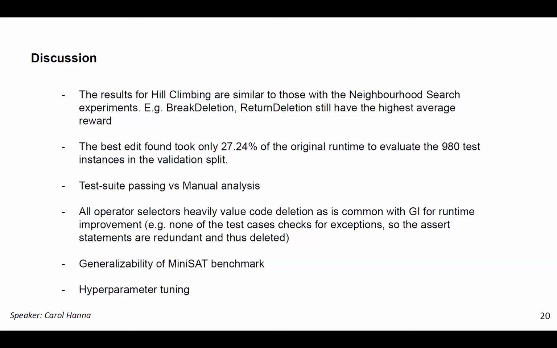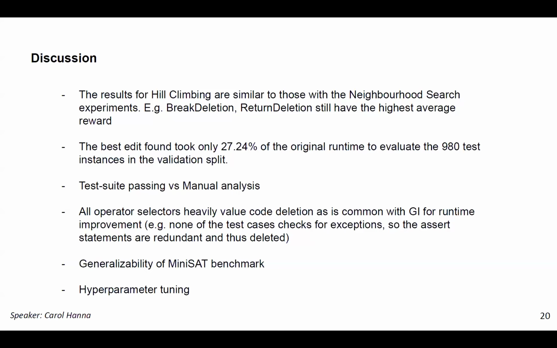I want to say that with all of the variants that we have, we relied on test suites. So if it was test suite passing, we considered that a test passing patch. It wasn't manually analyzed to check if it's actually a correct patch that preserves the functionality and is actually improving the functionality to better the runtime. So this is possibly something to look into, a qualitative analysis of the patches. And then all the operator selectors heavily, I think I already talked about this, rely on deletion.